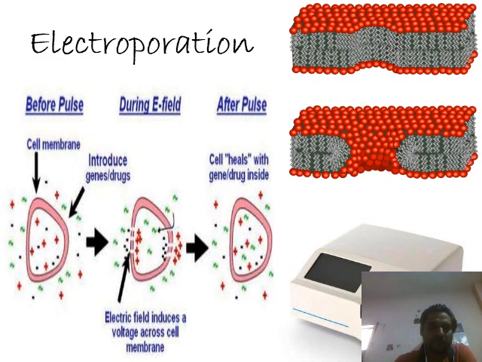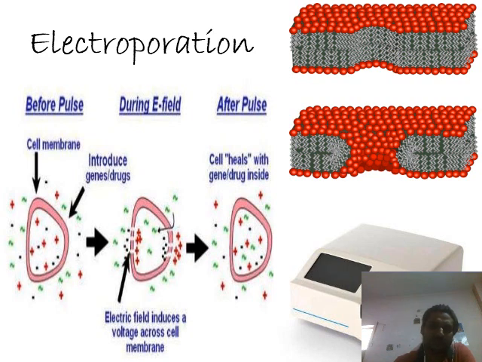You can see in the before pulse the cell membranes are intact. Whatever genes or drugs we are going to transfect inside the cells, first of all we make a solution of that and then mix it with the cells. Now, during the electric field, here we are using a very high electric field for a very short time.